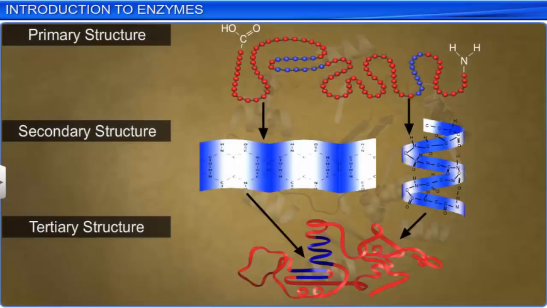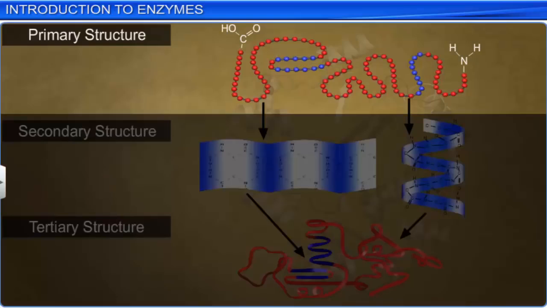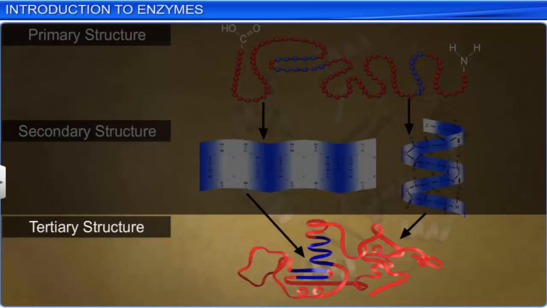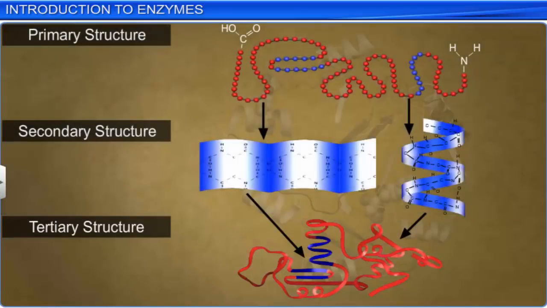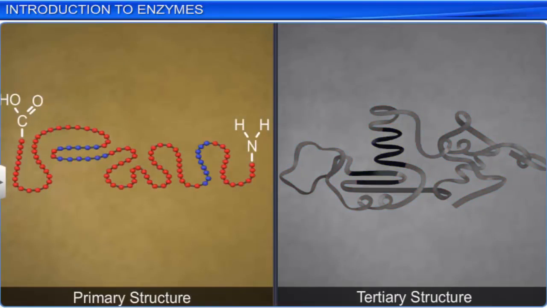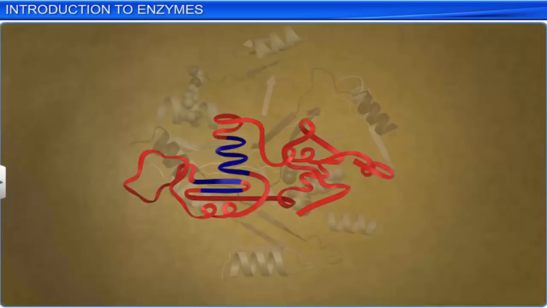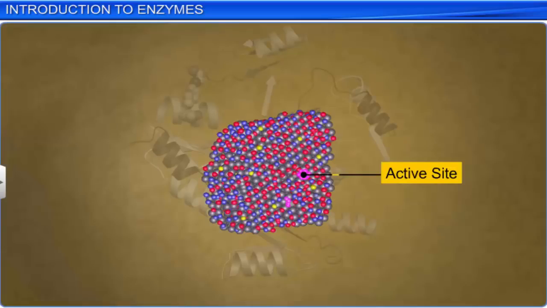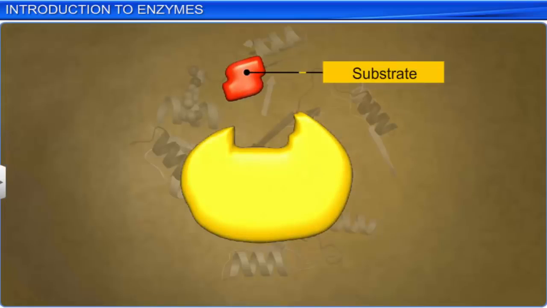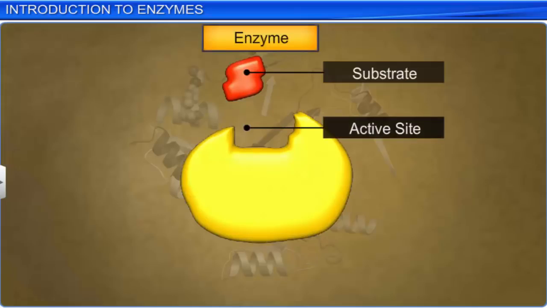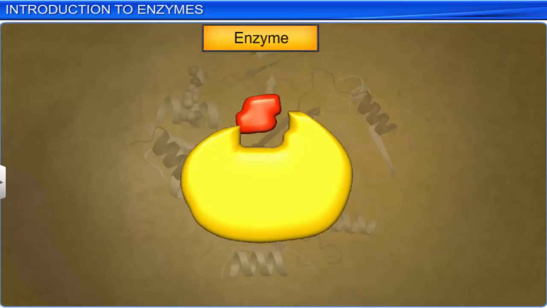Just as with proteins, enzymes have a primary, secondary, and tertiary structure. While the primary structure is an amino acid sequence, the tertiary structure folds and crisscrosses on itself, creating many crevices or pockets. One of these pockets is called the active site. A substrate fits into this active site of the enzyme and enables it to catalyze reactions at a high rate.